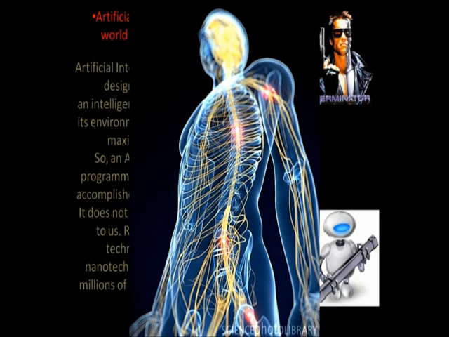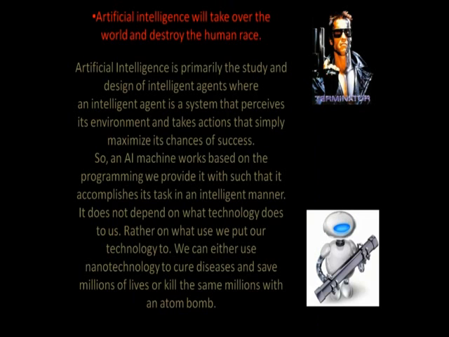These films only show the extrapolation of the current human value system into the future, whereas the future is going to be very different if we want it to be. It does not depend on what technology does to us, but rather on what use we put our technology to. We can either use nanotechnology to cure diseases and save millions of lives, or kill the same millions with an atom bomb. And more than technology ending the human civilization, it is going to be the current economic system.